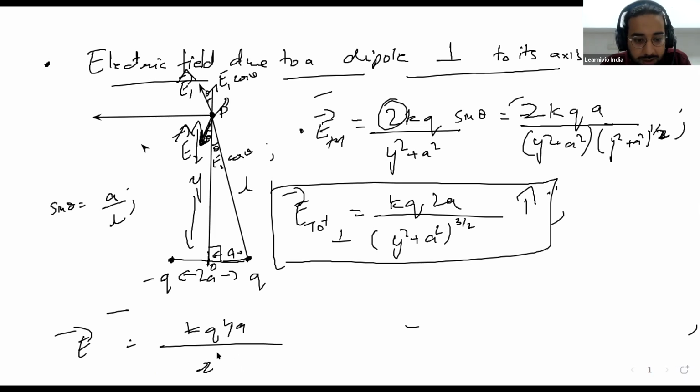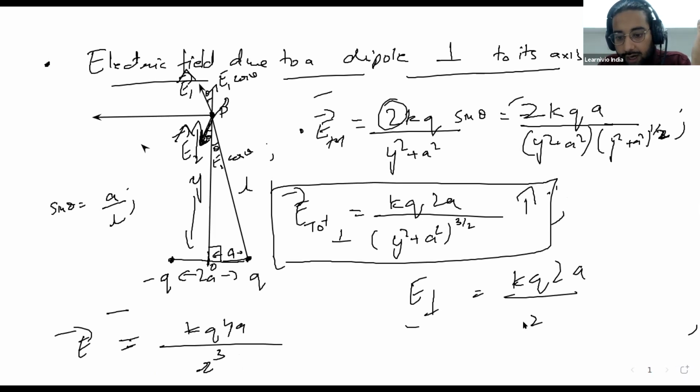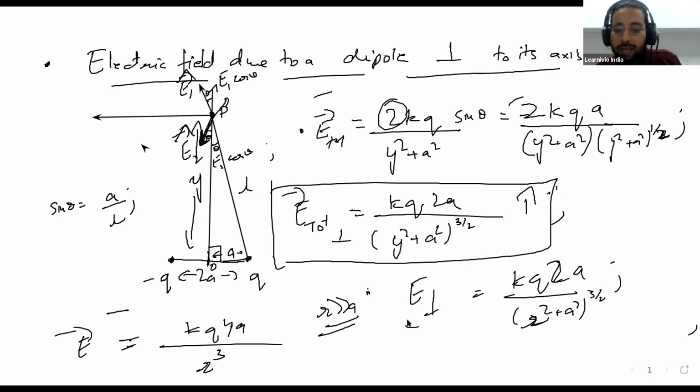So this is just r cubed, as you rightly said, and my y is essentially my r, right? How far away you are is essentially my r. So my E perpendicular is just kq 2a over r square plus a square to the power 3 over 2. Now, again, let's do the same thing where we have r greater than or equal to a. So r square is again greater than or equal to a squared. So we can ignore a squared in front of r squared, and hence you can write this as kq into 2a over r to the power 3.